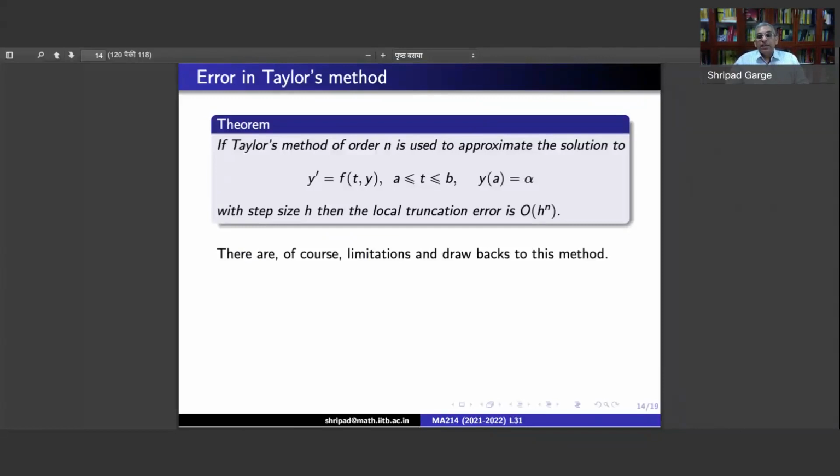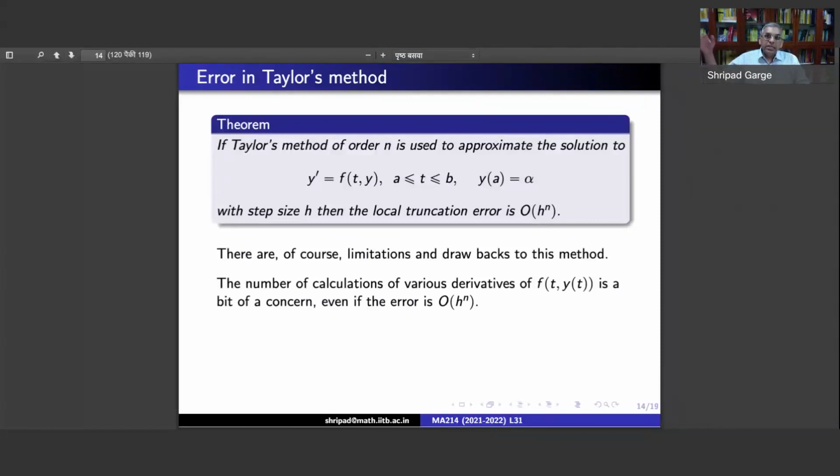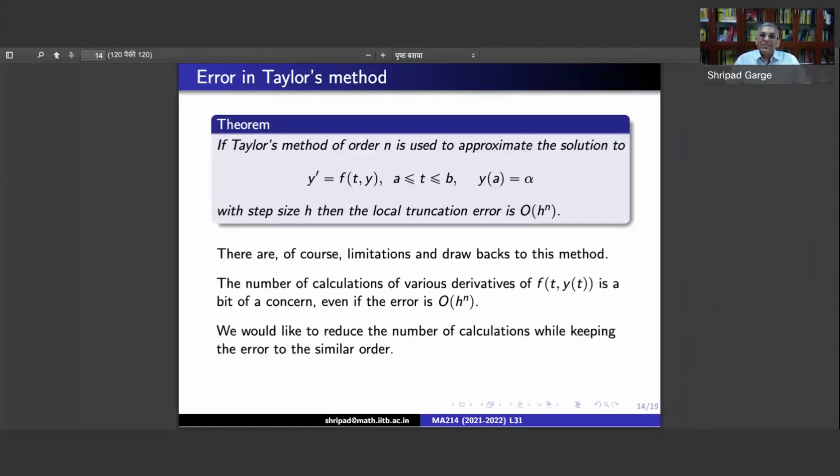But again, of course, there are limitations and drawbacks to this method. One thing is that you have to compute these various functions and its derivative values and so on of various orders. Even though the error is of big O of h power n, the computations are a bit of a concern. So what we would like to do is to reduce the number of computations while trying to keep the error to the similar order. This is what we would want to do, and we will see a very nice method in our next lecture.